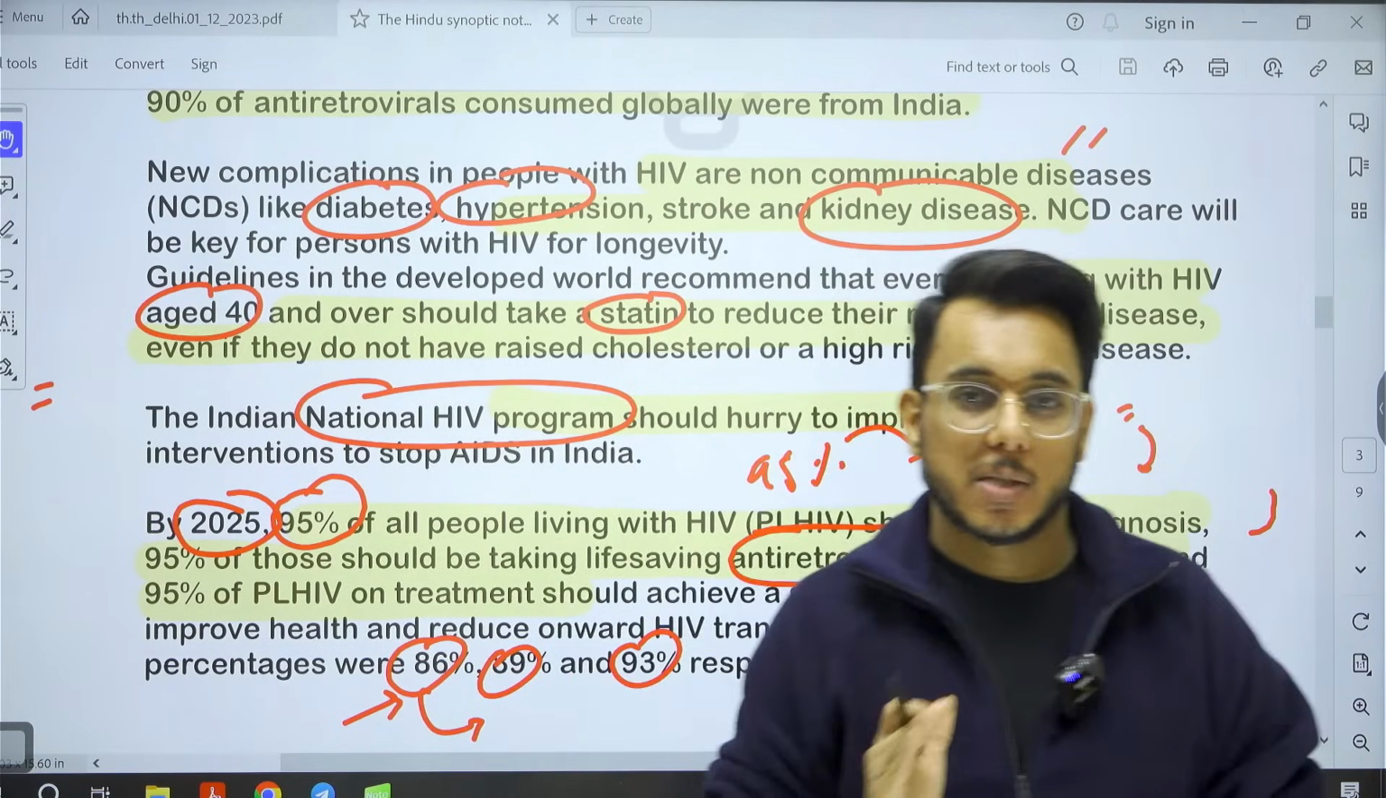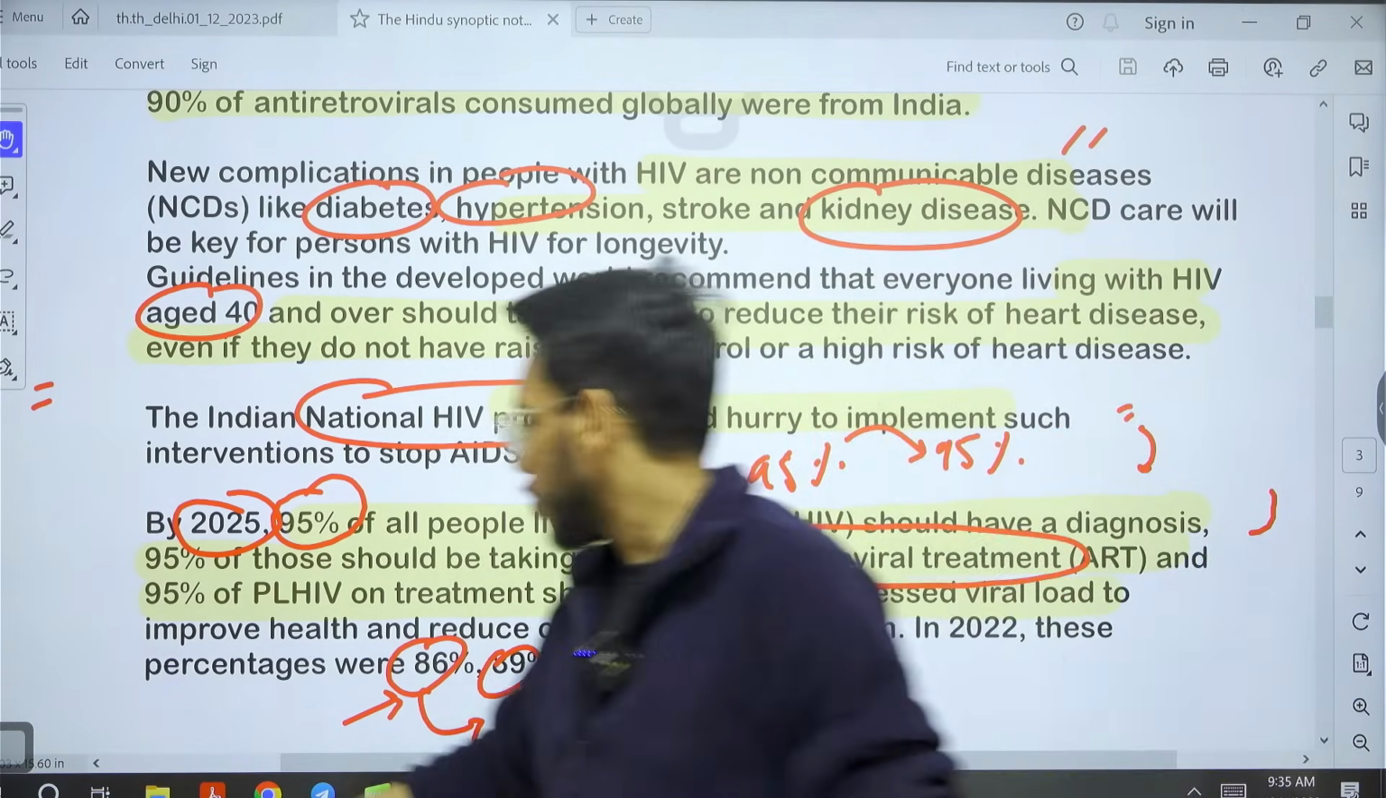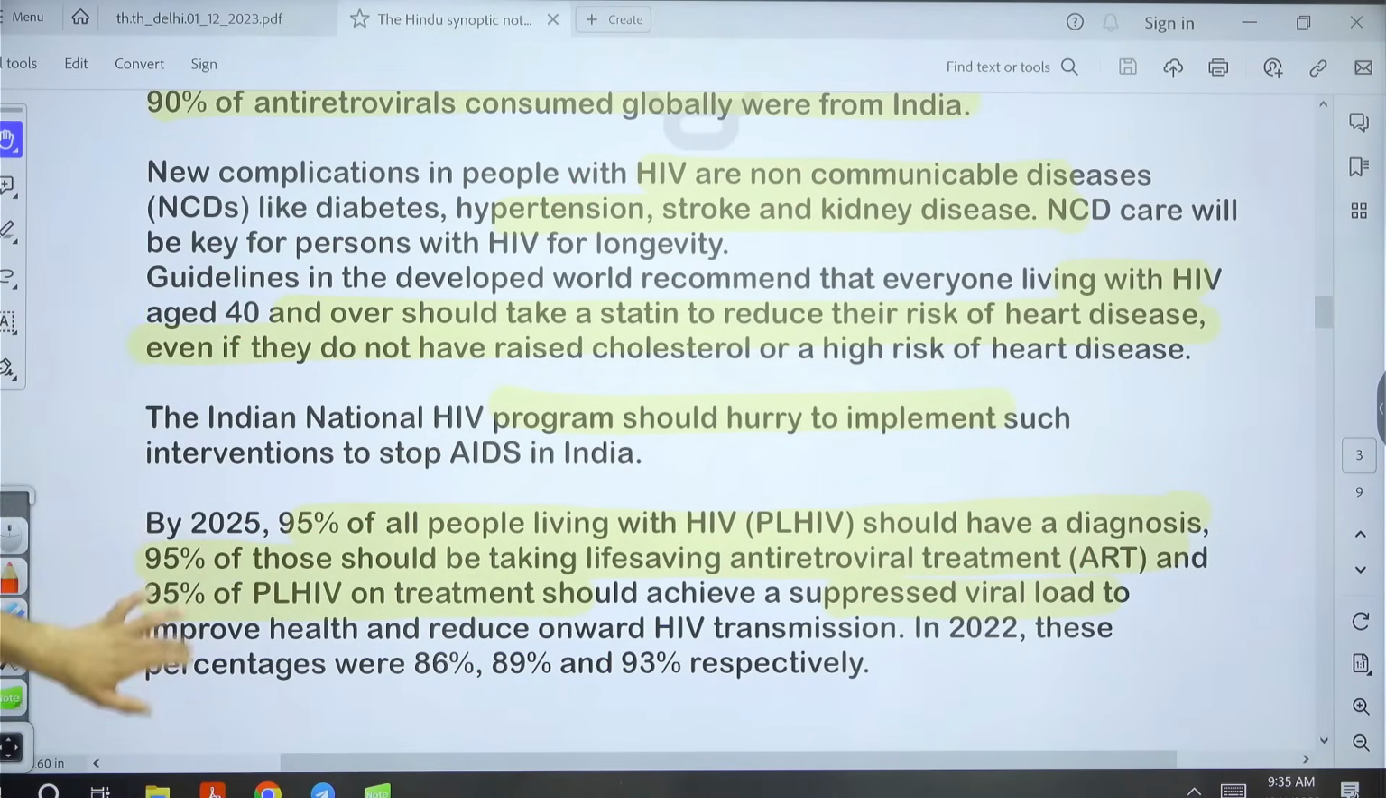So this is, guys, all about this particular article. I hope that you have understood it. And now moving to the next article.